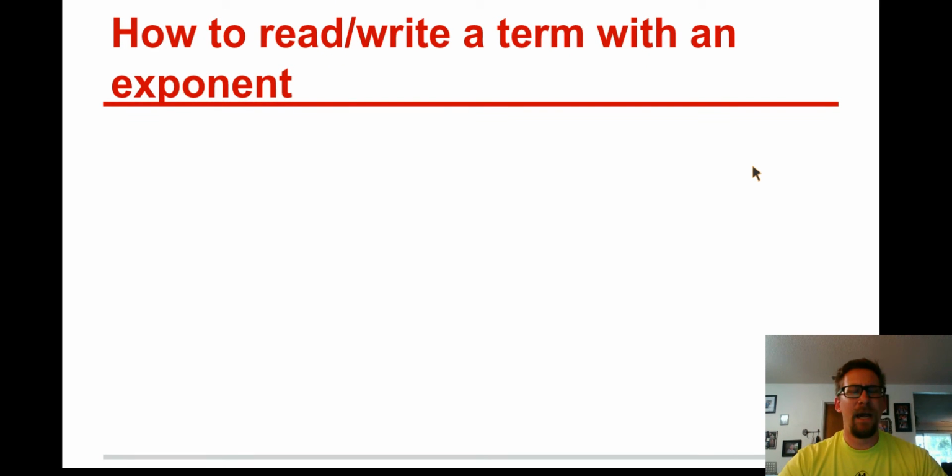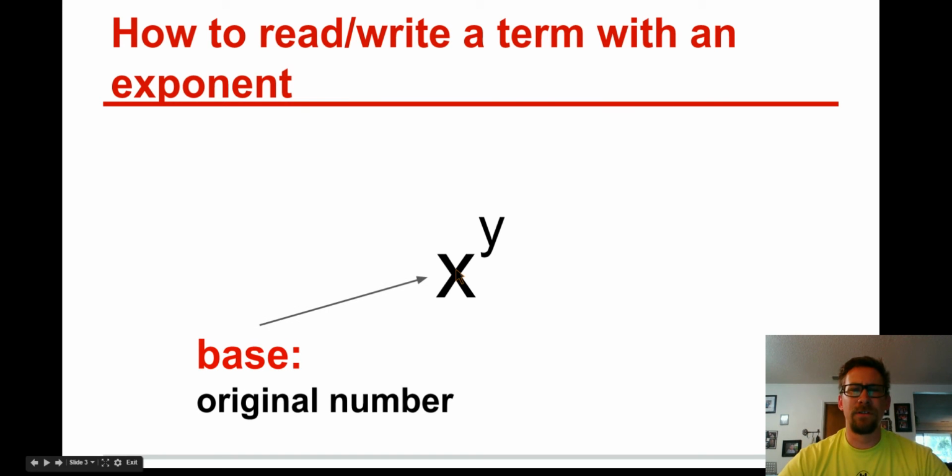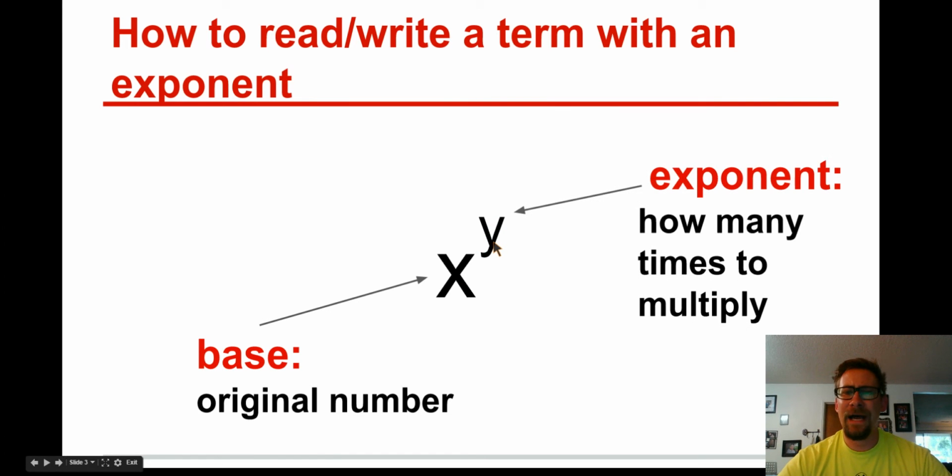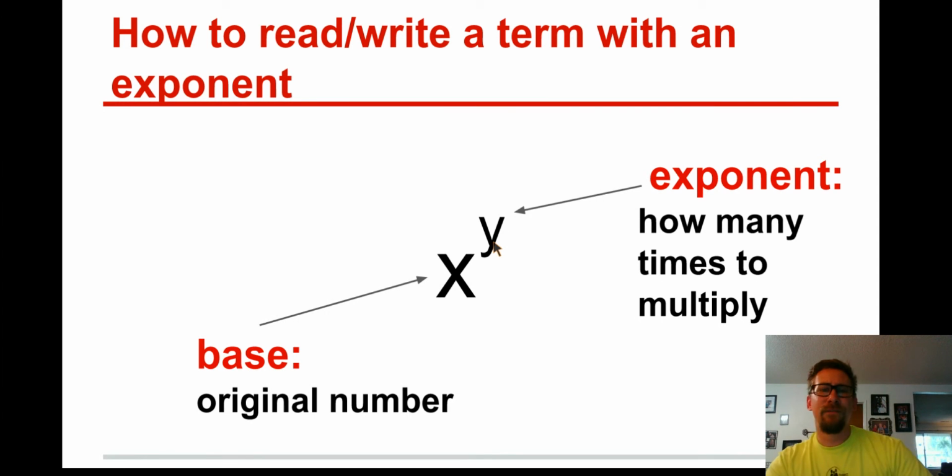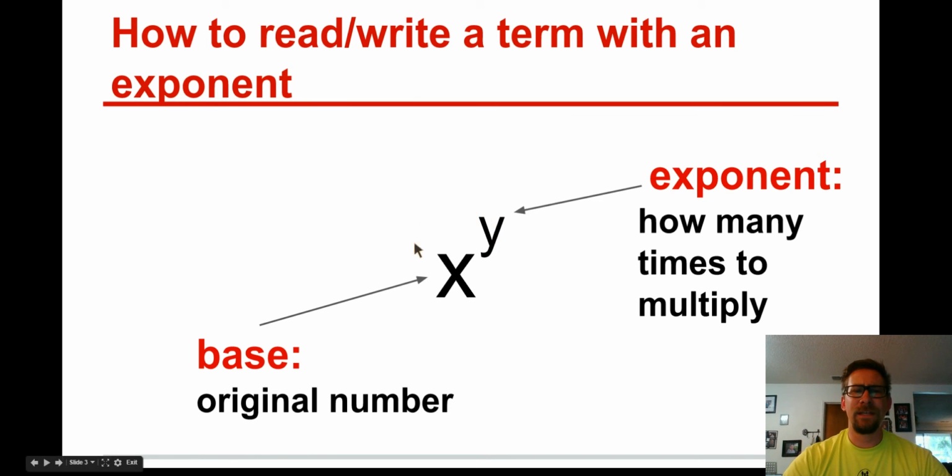How do we read or write a term with an exponent? Well, it's written always in this form, x to the y power. So it's important you have the x, which is your base or your original number, and that number is raised to a power, your y. And this tells you how many times to multiply it. So 5 to the 5th power would mean 5 times 5 times 5 times 5 times 5, or 5 fives. 6 to the 3rd power would mean 3 sixes, 6 times 6 times 6. So it's always written in this form, base and then exponent.